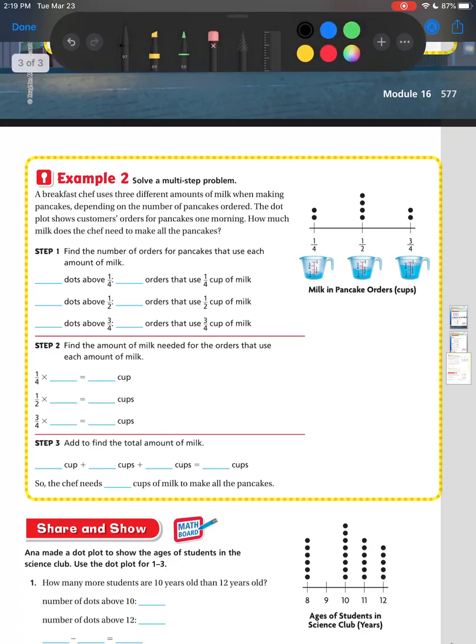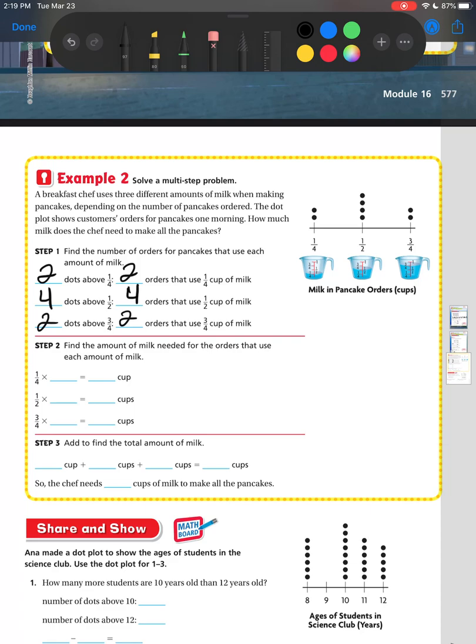So let's look at our dot plot. We've got 2 dots above 1/4 cup, 4 dots above 1/2 cup, and 2 dots above 3/4 cup. If I have 2 dots above 1/4, that means the chef has 2 orders that use 1/4 cup of milk. 4 dots above 1/2 means there are 4 orders that use 1/2 cup of milk. And 2 dots above 3/4 means there are 2 orders that use 3/4 cup of milk.